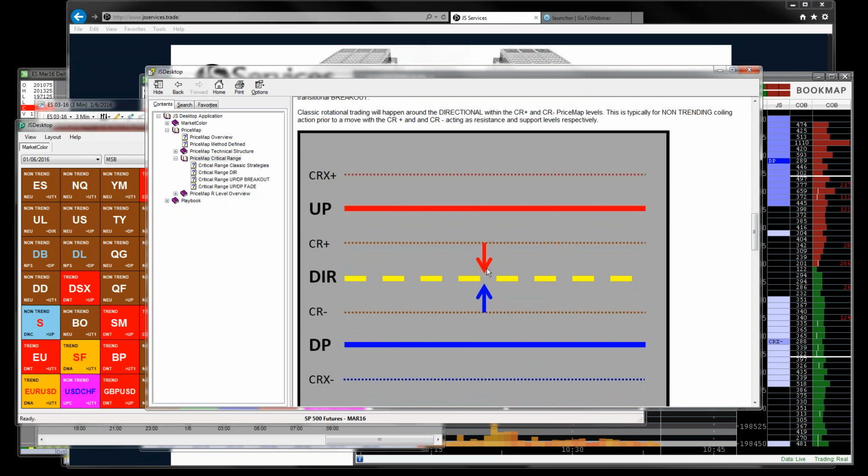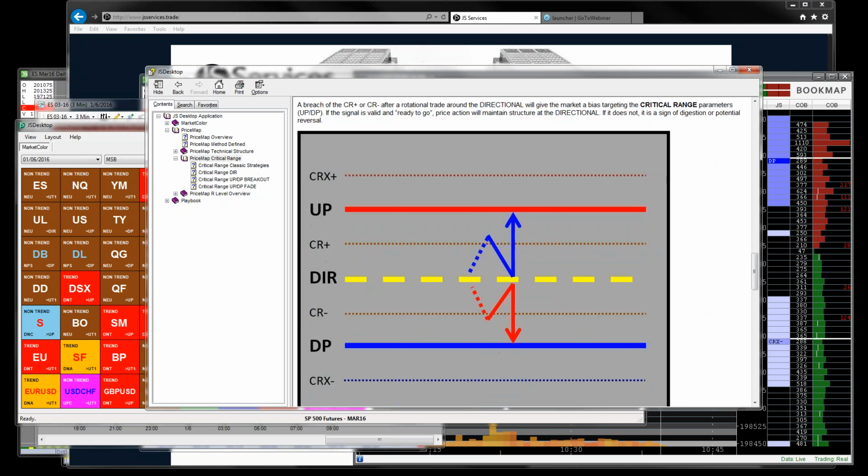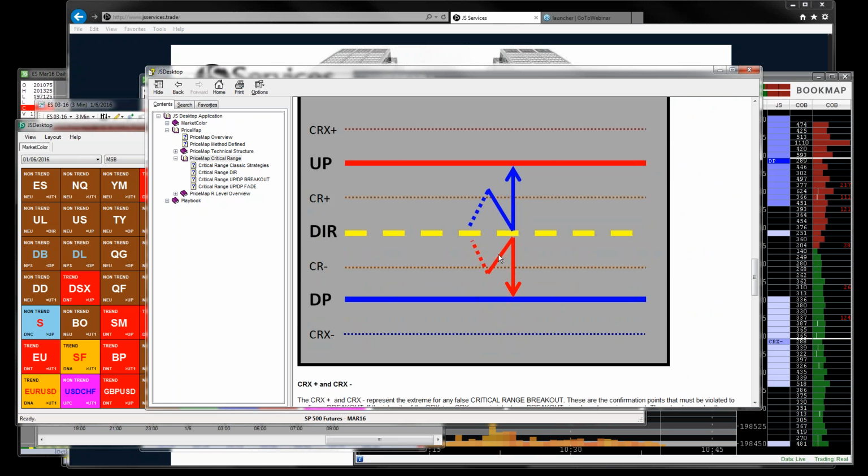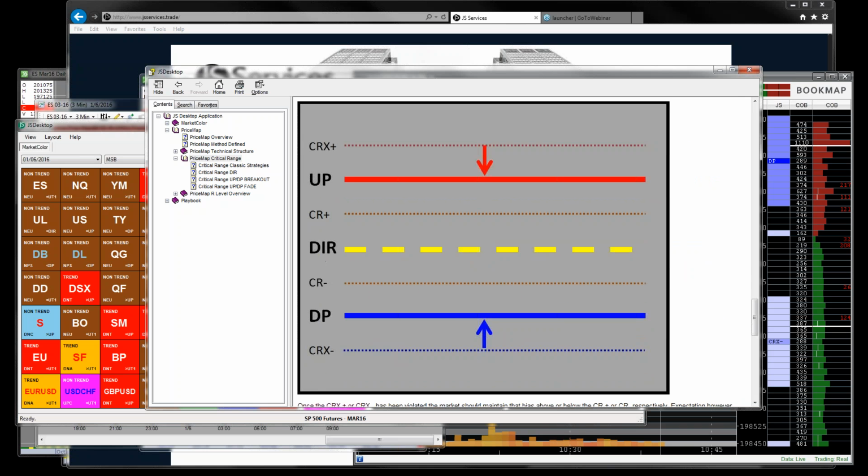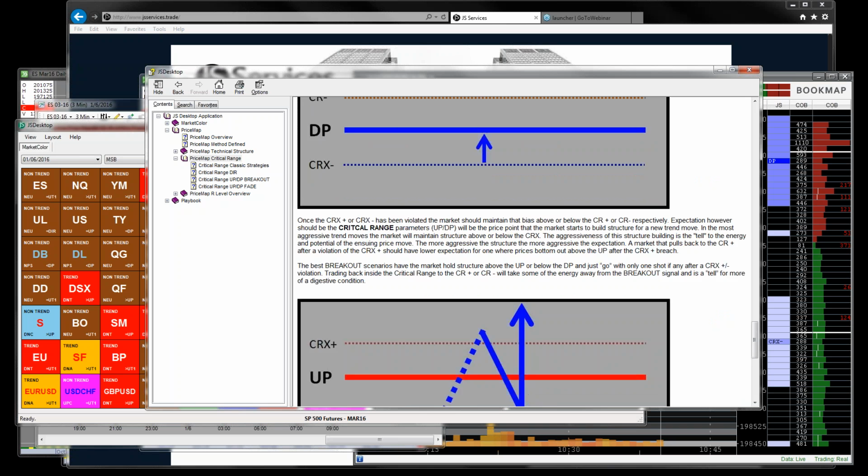You'll see the price action behave within this critical range. A lot of times when you have a digestive state, the market will really churn within what we call our CR plus and our CR minus. Once that's violated, it's a tell that the market's going to make a play for the next major level. And when you break out to the downside, this critical range extreme negative is really the confirmation of a downside move.